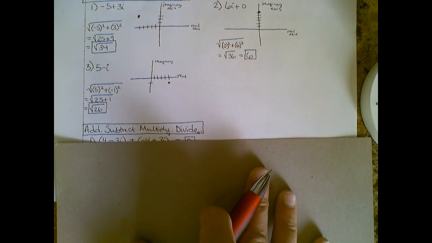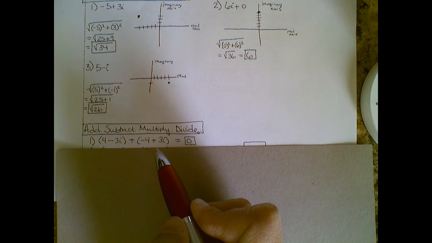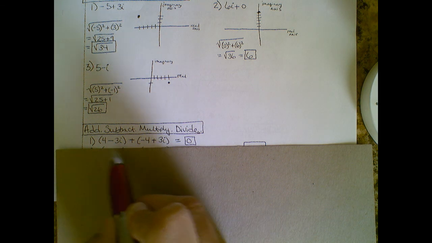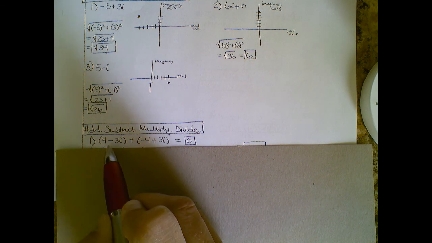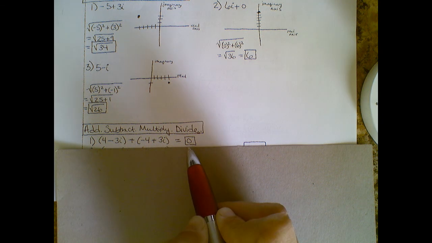Now we're going to be working with adding and subtracting, multiplying and dividing with our imaginary numbers. So for adding and subtracting, you're just combining like terms. So think of this i just like a variable, like an x. So 4 plus negative 4 is 0, and then negative 3i plus 3i is 0. So our answer would just be 0.